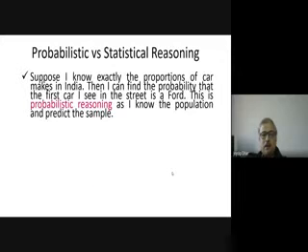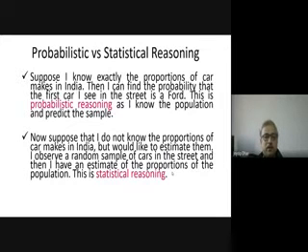So this reasoning is called probabilistic reasoning, because I know the population and predict the sample. Now, in the other way, suppose I do not know the proportions of the car makers in India but would like to estimate them. I observe a random sample of cars in the street, and then I have an estimate of the proportion in the population. This is statistical reasoning.